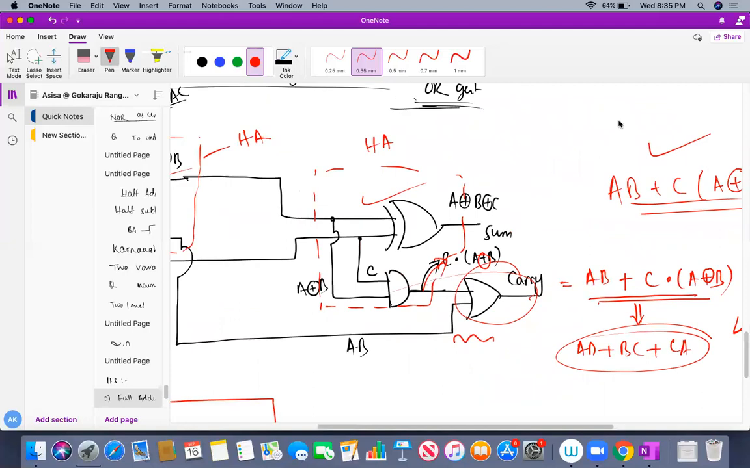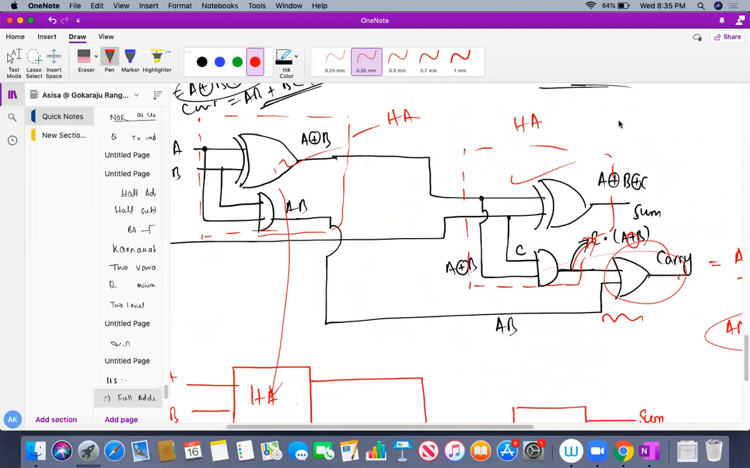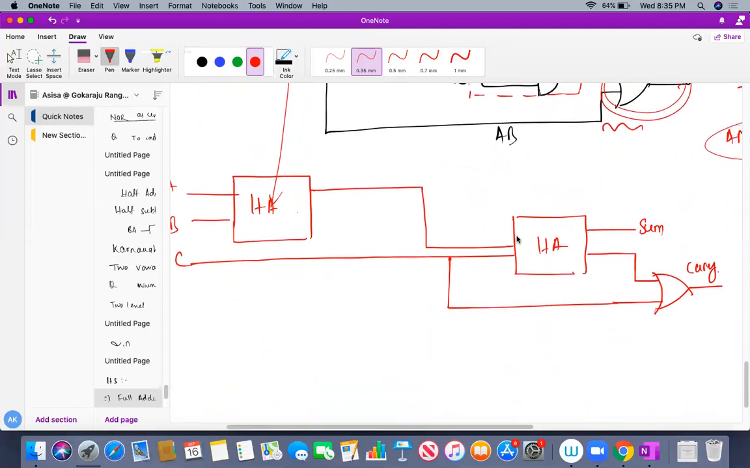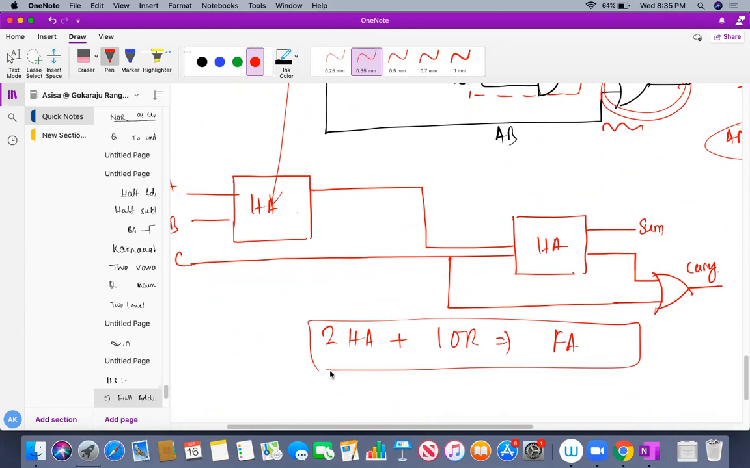Okay. So finally, what I have done, I can design my full adder using two half adders and an OR gate. Did you all understand, students? Very simple. I can design my full adder using two half adders and an OR gate. So I just require two half adders and one OR gate to design a full adder. Okay, do you all understand? Very simple and very important.